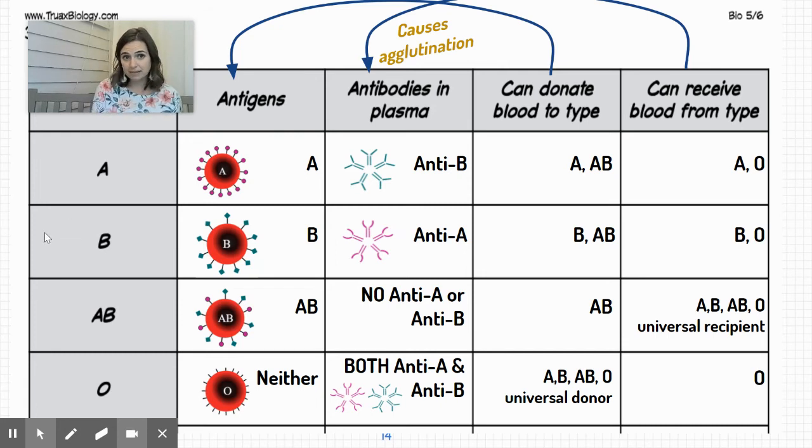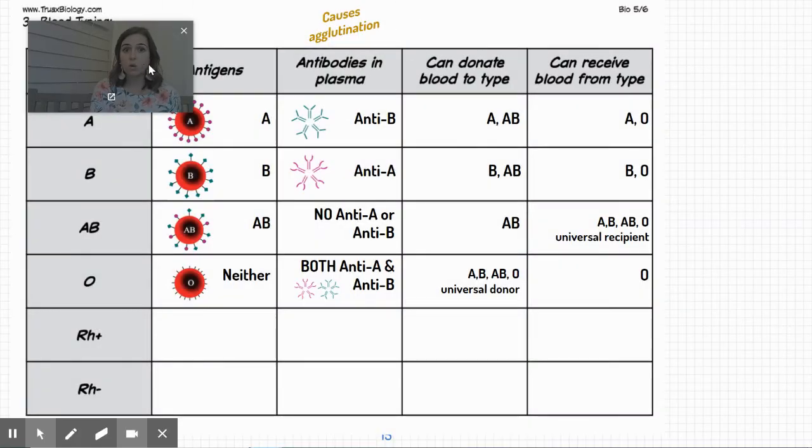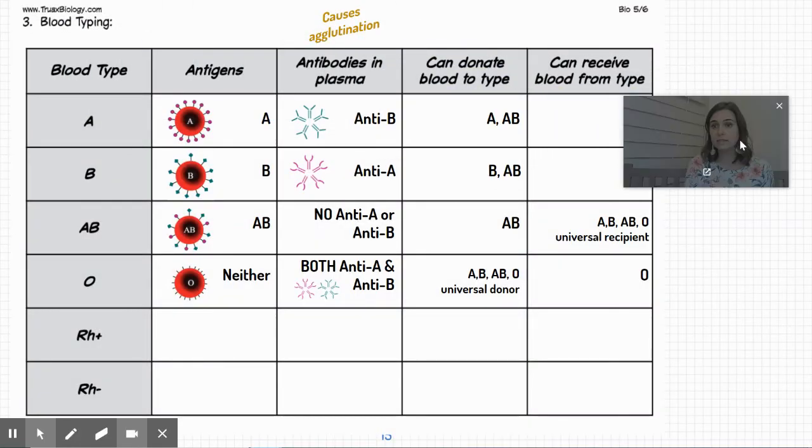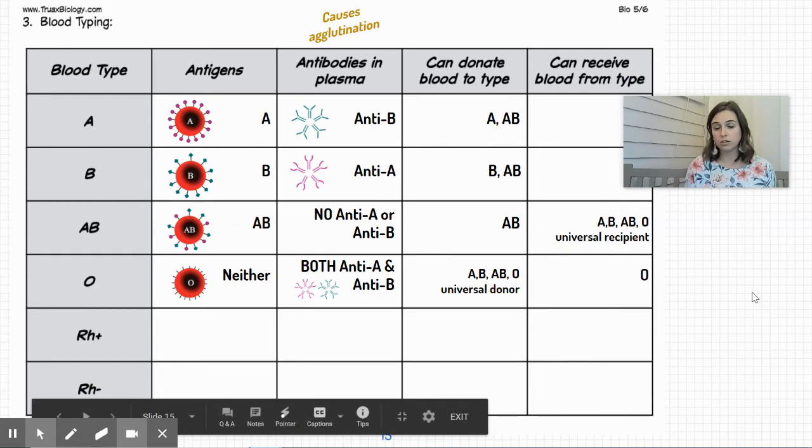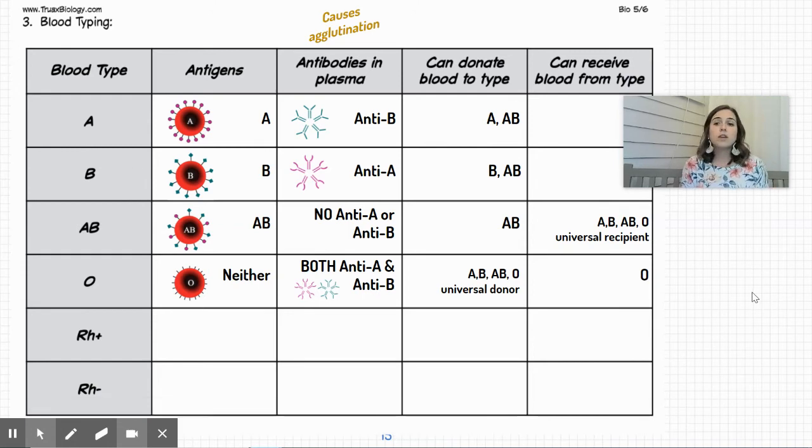Now, the second piece that we need to know when we are donating blood or receiving blood is what your Rh factor is. And the Rh factor, in the supplemental video I have you watch today after this, is the world's most dangerous blood type. It's very fascinating. It's a great thing for you guys to watch, and I hope you do.